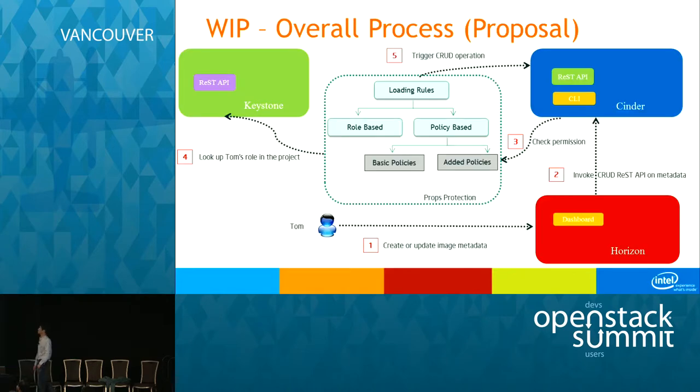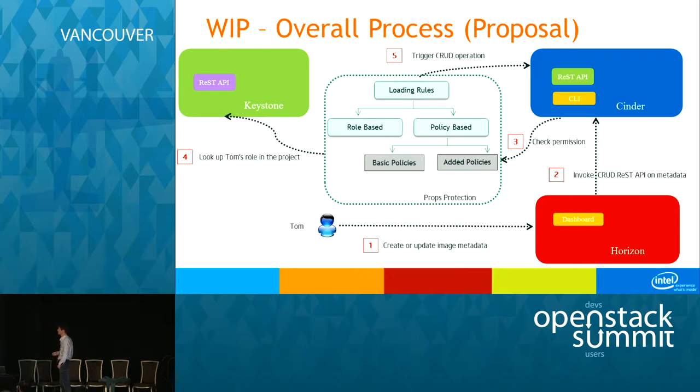This is the overall proposal, the overall process, and it's our proposal to do in both Horizon and Cinder. In the first step, we suppose the end user wants to create some metadata. They should use Horizon to do that, and Horizon will invoke some APIs from Cinder. Cinder will check whether the user has the permission to do that. So we define a module called property protections, and we split the module into two parts: the first part is rule-based access control, and the second part is policy-based control. We will talk about the details in the following slides.